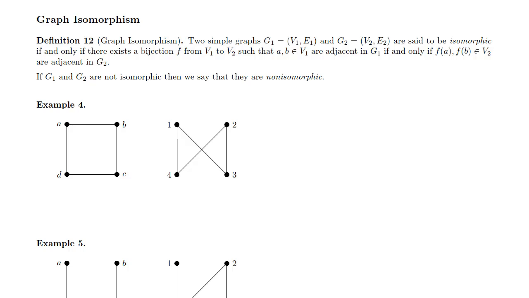Next, we're going to talk about graph isomorphisms, and this gives us a way to determine or describe the fact that two graphs are essentially the same as each other, just that maybe one has the vertices labeled differently from the other, and maybe we're calling the edges something different. So two simple graphs. For this definition, we're looking at undirected graphs.